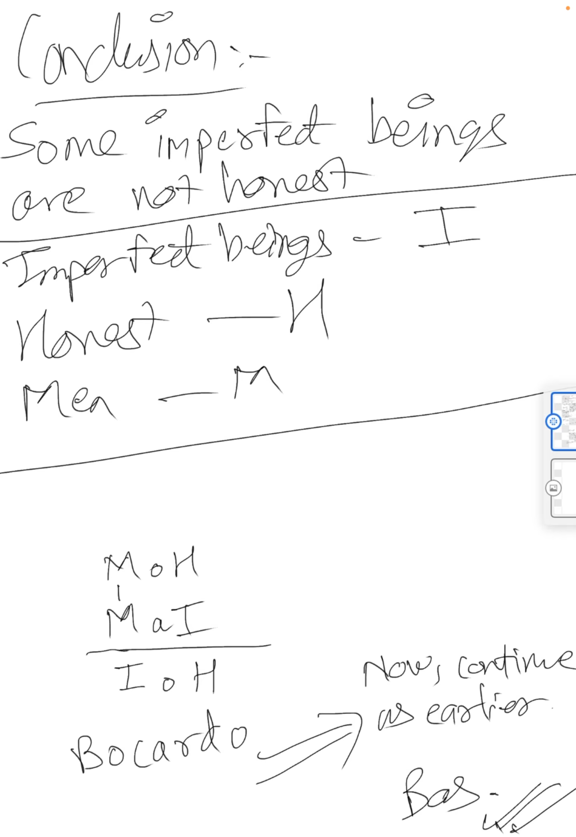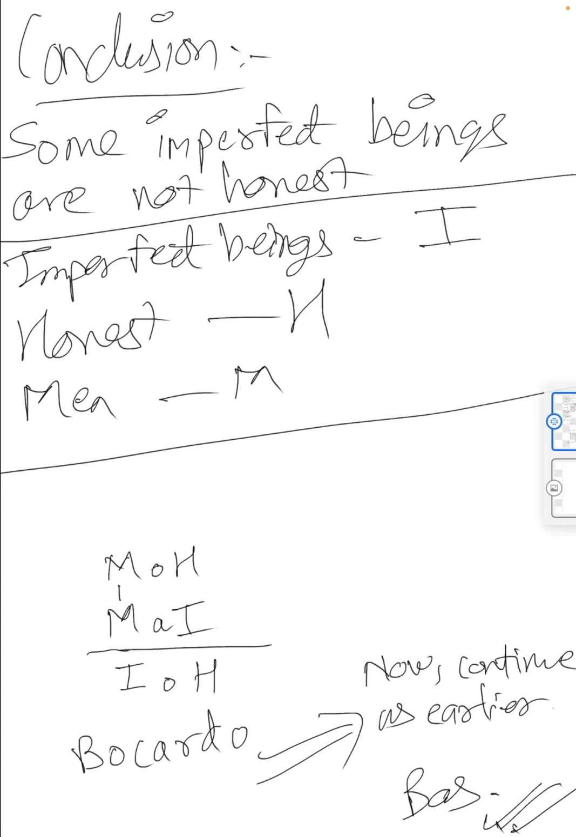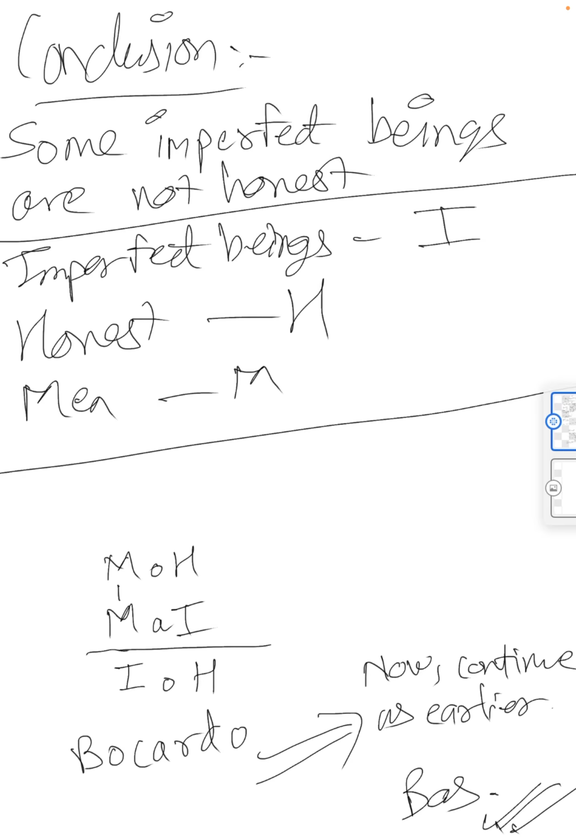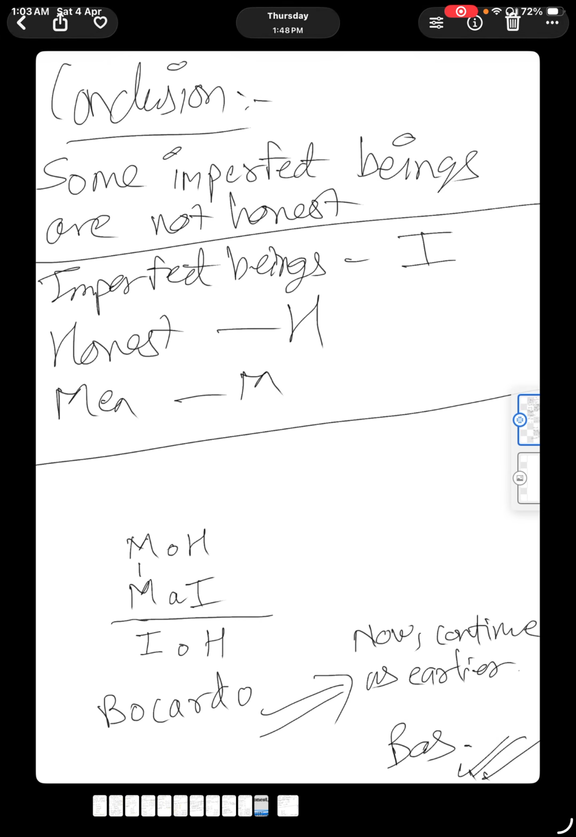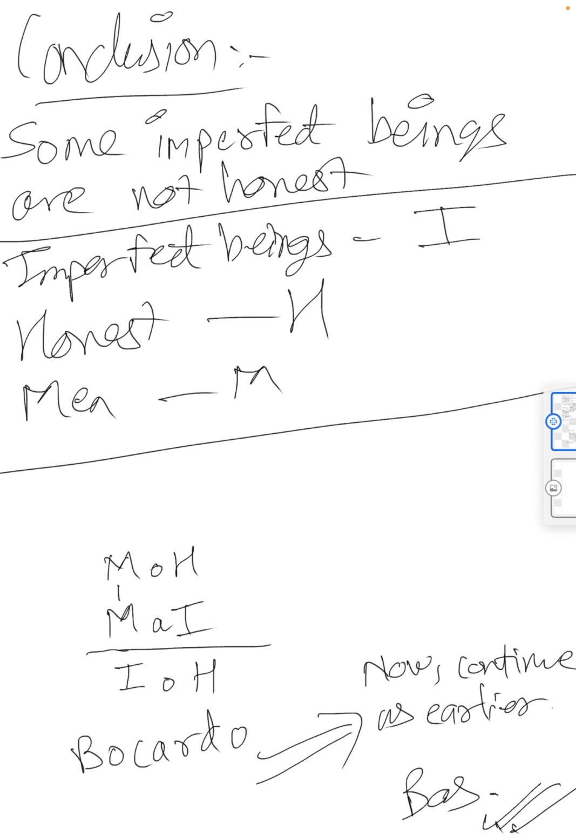Now I will be in the minor premise, which is the one that has imperfect beings. So I have all men are imperfect: M and I, with A in the center. The remaining is the major premise, which is some men are not honest: M and H, with O in the center. So my mood is O, A, O. And which figure is this? Third figure. In the third figure, O, A, O is Bocardo.